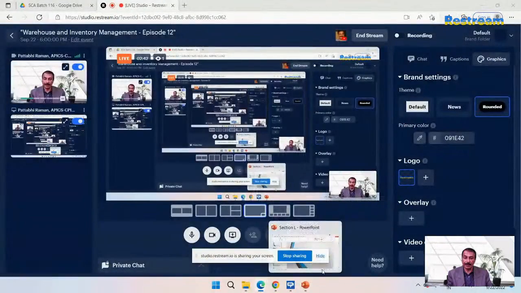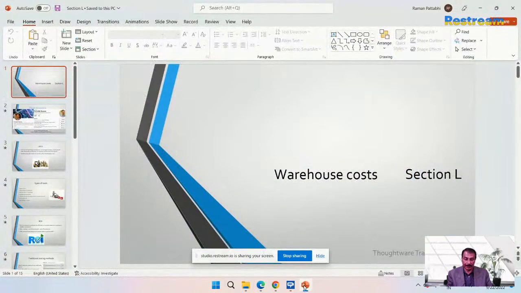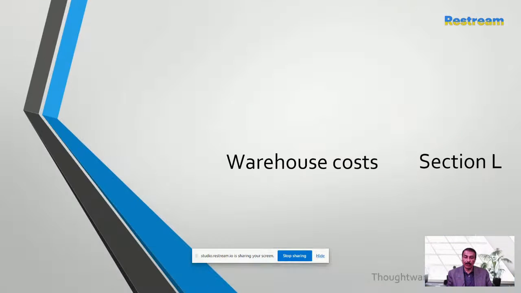In today's session, we are going to see a topic on various warehouse costs. So let us understand that. Allow me to attach a screen. So today we will understand what are the various costs involved in warehouse operation.